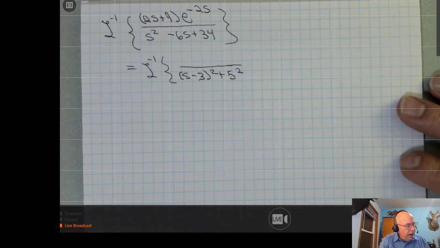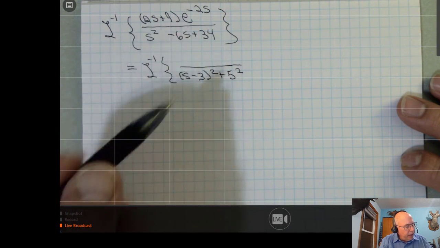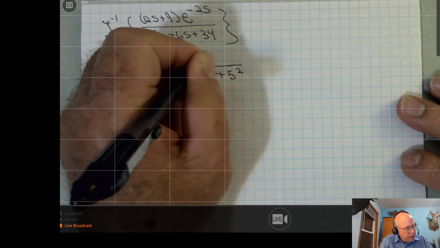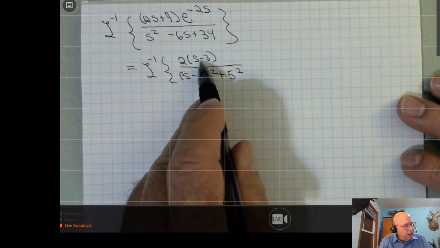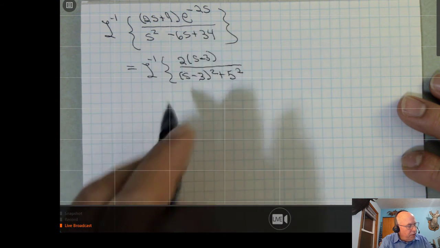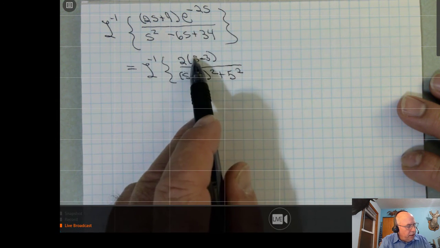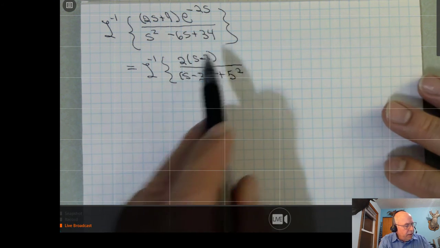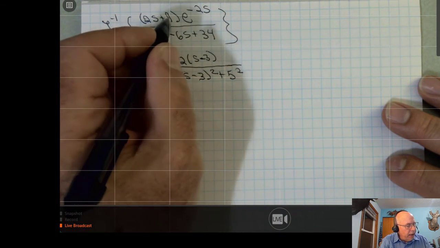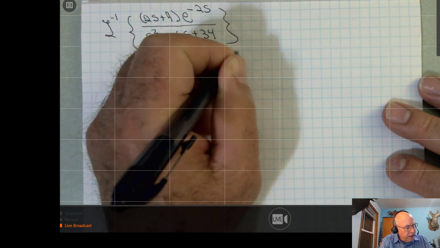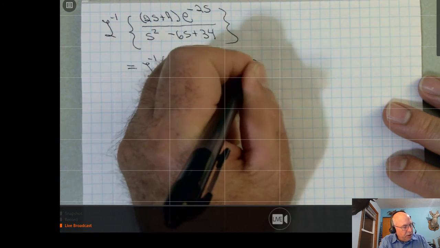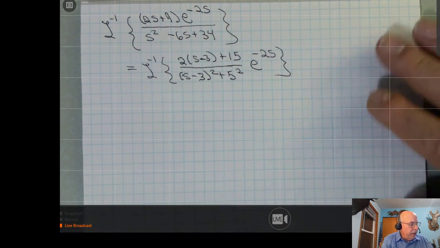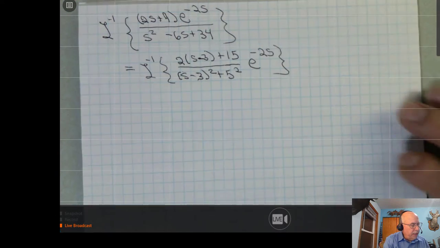And now I've got 2 times s, but I'd like to write that in terms of s minus 3, so that the shift here and the shift here agree. Okay, well, if I write 2 times s minus 3, the 2s is good, but I am now subtracting 6, so I need to add 6 back in. 9 plus 6 is 15. And this whole thing is multiplied by e to the minus 2s. So a bit of algebra, but that's something we can handle.